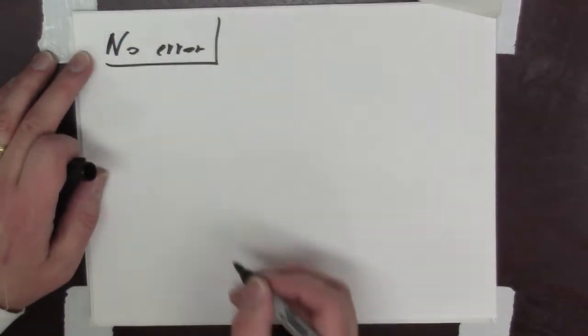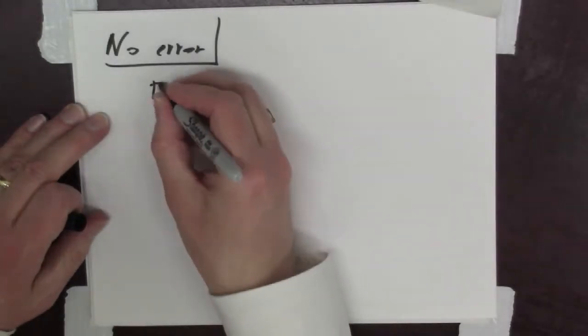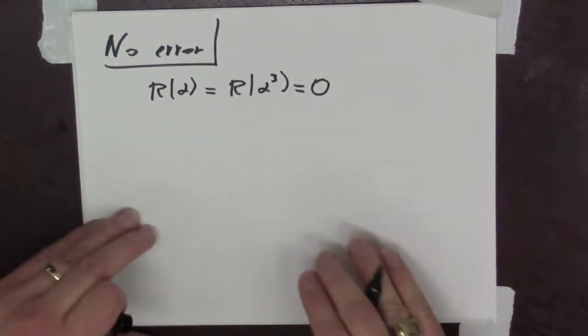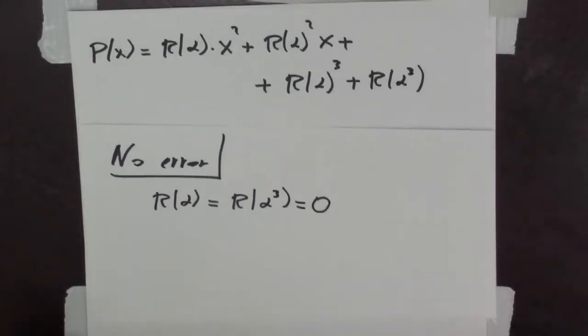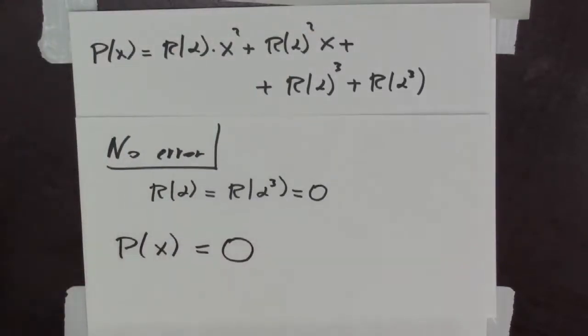No error. Case 1. Well, maybe it should be case 0 because it's 0 errors. Well, then we know, in fact, that if you look, with no error, r of alpha is 0, r of alpha cubed is 0. They're both equal to 0. So the polynomial, in this case, is just 0. So if no error, we get the 0 polynomial. Okay.